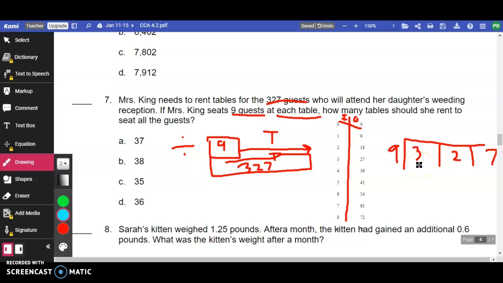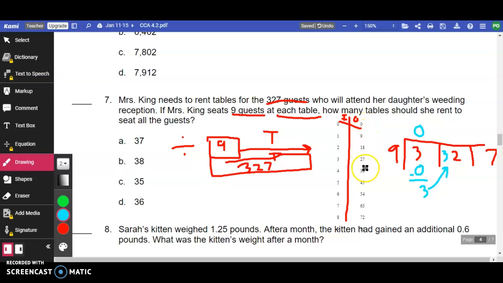How many groups of 9 can I make out of 3? Well, 3 is between 0 and 9, so I can't use up 9 items. I can't make a group of 9, so the most I can do is use 0 guests, put 0 guests at 0 tables, right? I can break up 0 0 times, which means I will still have 3 left over. And I'll regroup. My 3 hundreds become 30 tens, so now I have 32.